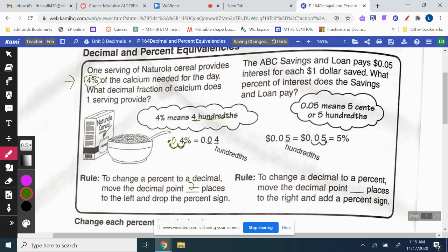ABC loan pays 5 cents, 5 hundredths of a dollar, of interest for each dollar saved. What percent of interest does the savings and loan pay? 0.05 means 5 cents or 5 hundredths. So again, we're going to write this out like this, and then we're going to move your decimal 2 places to the right and drop the decimal. Or not drop the decimal, we can even put a decimal there. We can have 5.0%, so 2 places to the right.